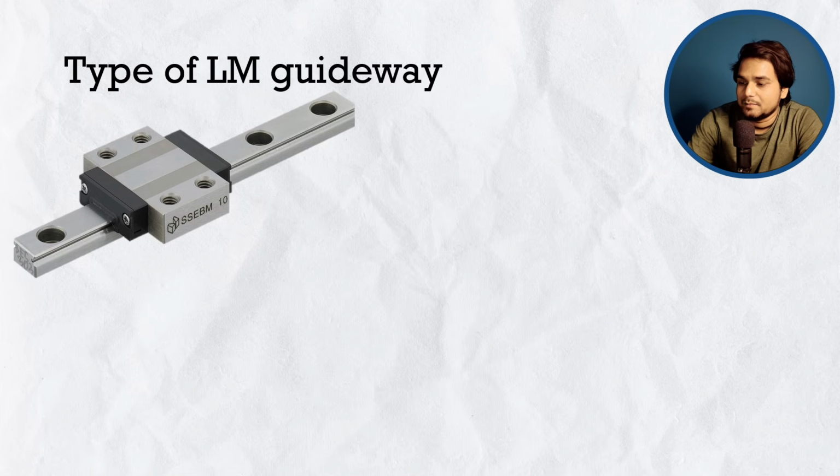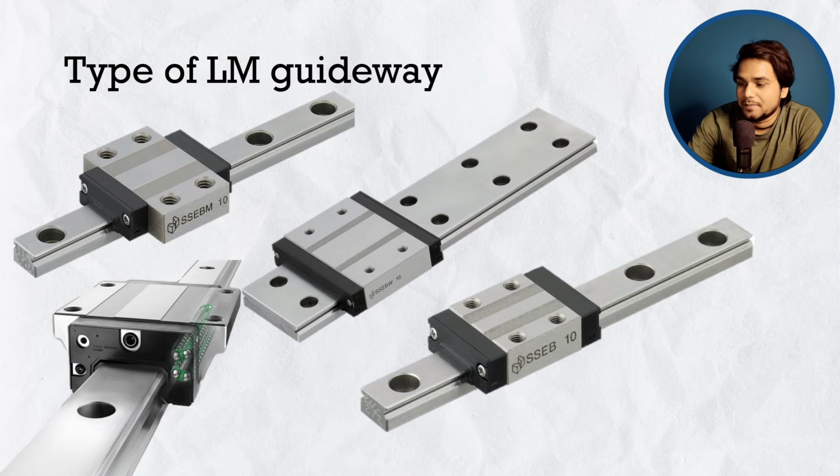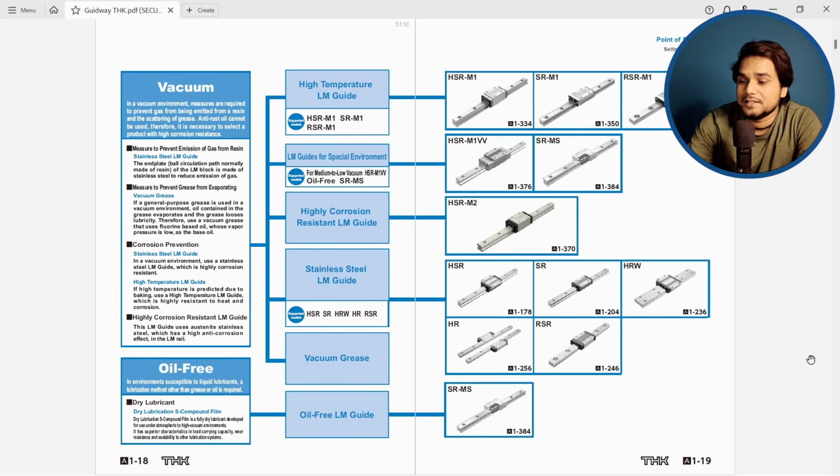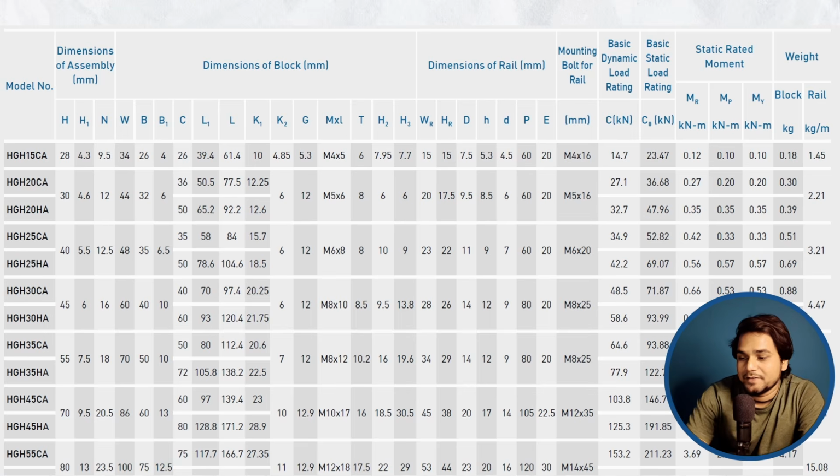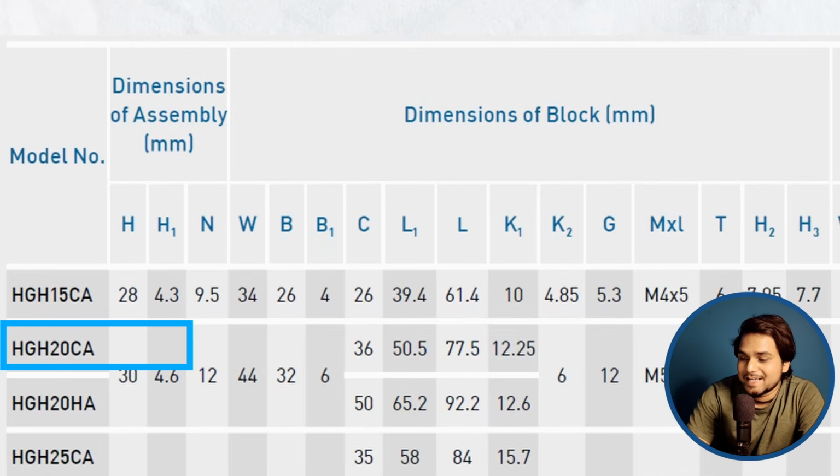And for the type of LM guideway, like block type or flange type, or for the exact model, we can refer to the manufacturing catalog or visit their site, like THK, Misumi, Hiwin, and there are lots of brands. Here I am referring to the Hiwin catalog. For the selected size and accuracy grade, I am selecting LM guide block model HGH20CA. Here C is the accuracy grade.